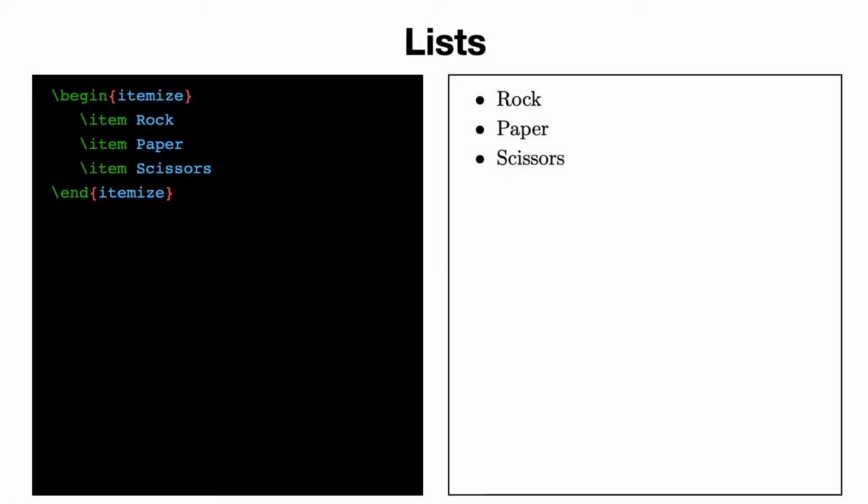Just like in Microsoft Word, you can create lists. So you can create itemized lists, such as this one here. Notice that to do this, we create an itemized environment. It starts with begin itemize and ends with end itemize. And for each item in the list, you put a \item, and LaTeX will generate the itemized list.